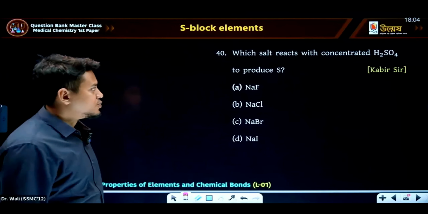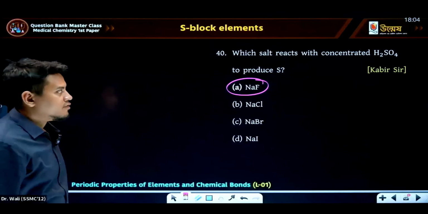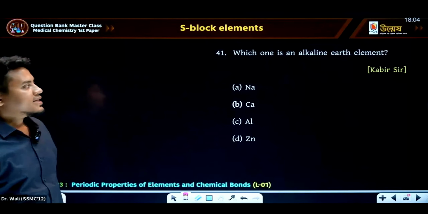Which salt reacts with concentrated sulfuric acid to produce sulfur? Actually, the answer is sodium fluoride. Sodium fluoride reacts with concentrated sulfuric acid to produce sulfur. Which one is an alkaline earth metal?